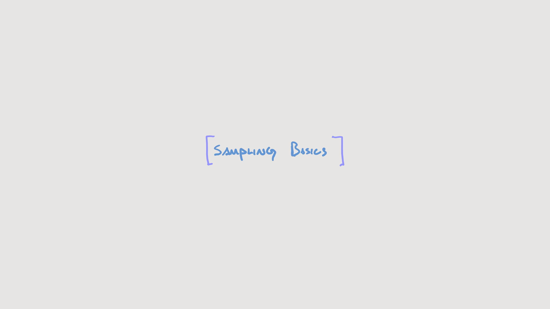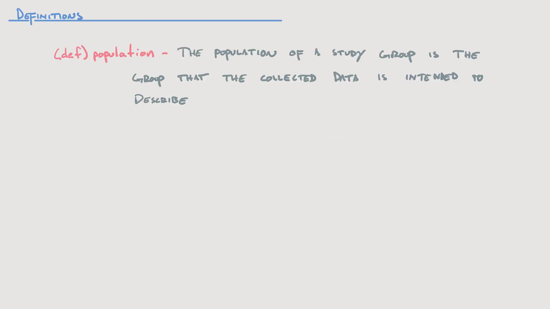Today we're just going to be talking about some basics on sampling. We're going to start off with the definition of a population. The population of a study group is the group that the collected data is intended to describe.